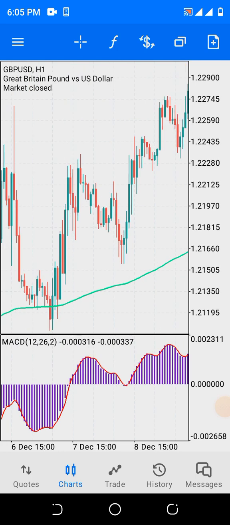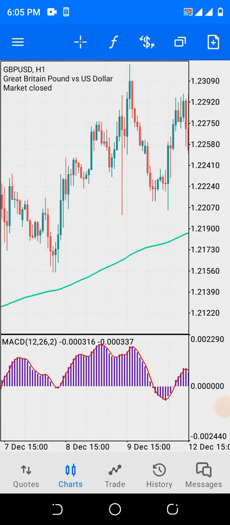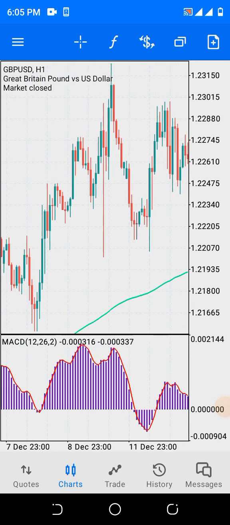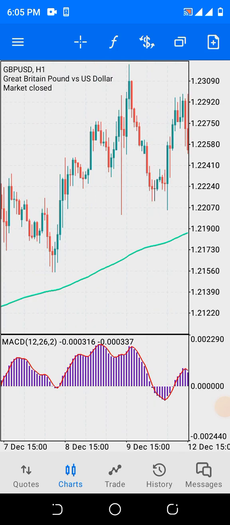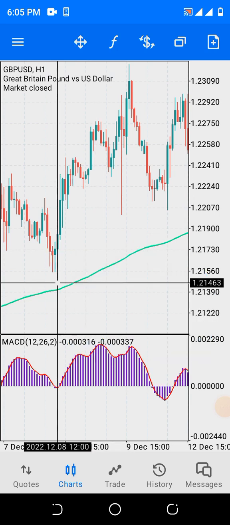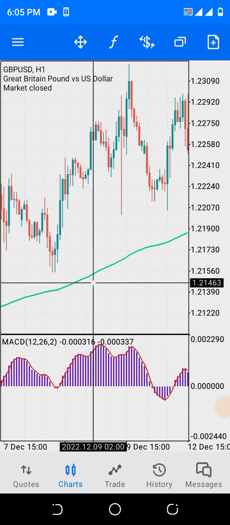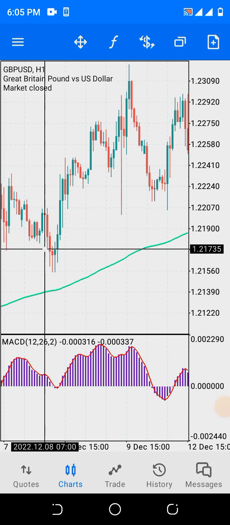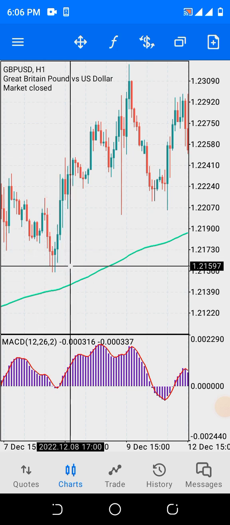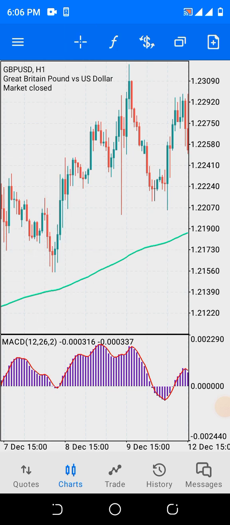Here now, let's start from here. The market is above the moving average. Look at it. Here is the moving average, and the market is above the moving average. So we will be considering only buy entries. So the question is, where do we make our entry?